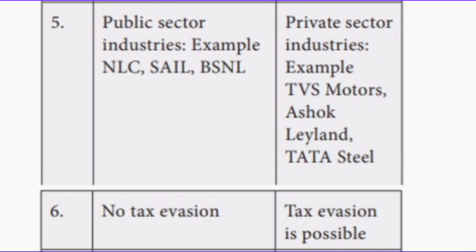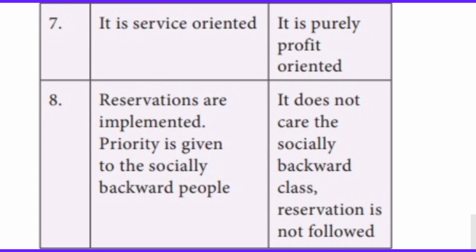Sixth point, public sector: no tax evasion. Private sector: tax evasion is possible. Seventh point, public sector is service oriented; private sector is purely profit oriented. Eighth point, public sector: reservations are implemented and priority is given to socially backward people. Private sector: it does not care about the socially backward class. Reservation is not followed.